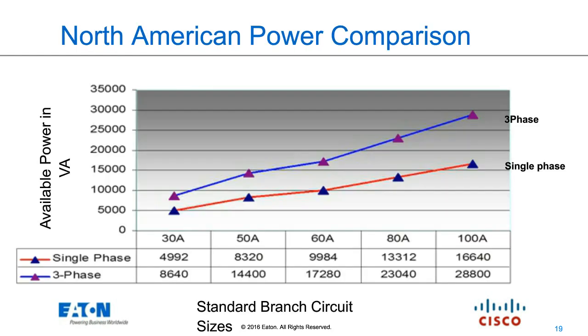This is an example in a graph that shows you the actual power that you can get from single phase compared to three phase, from looking at 30 amps up to 100 amps. So it's always a difference of 1.73 between the two, but obviously as you get to higher amperages, you have a much bigger difference.